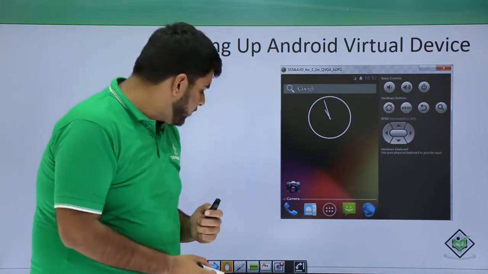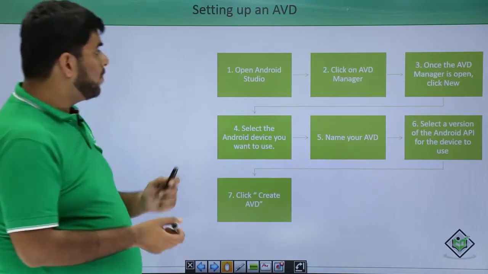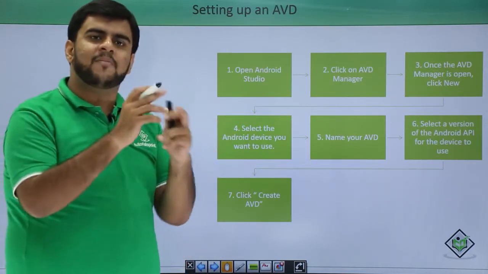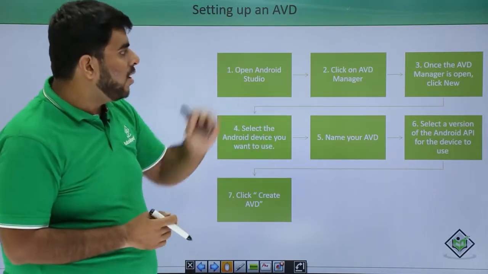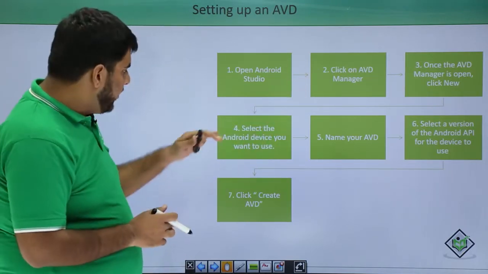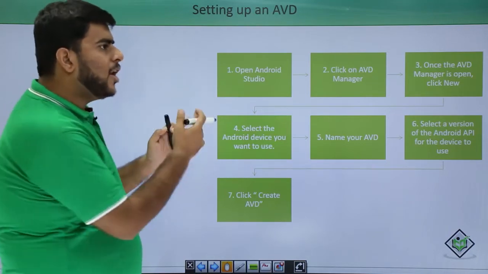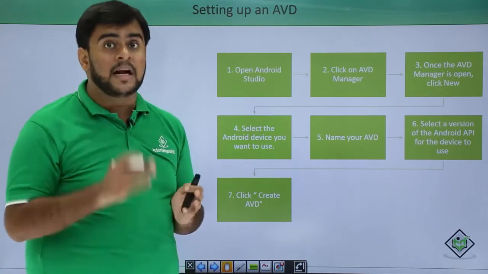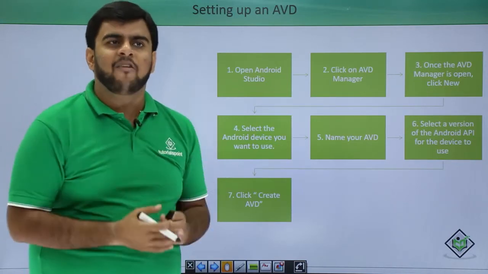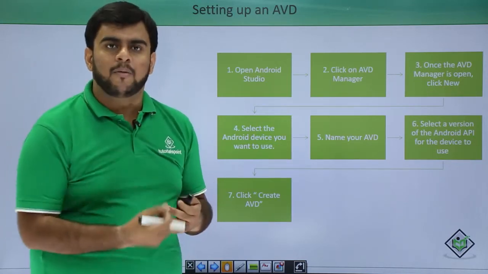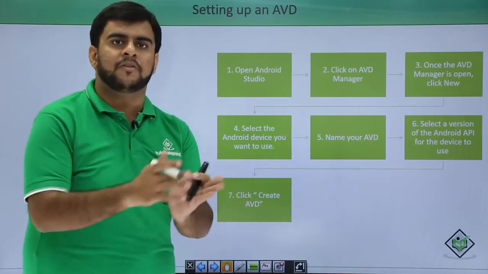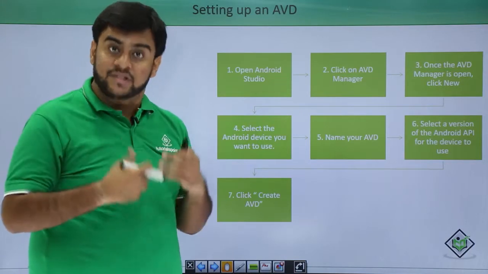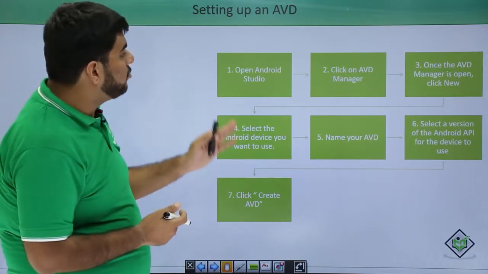So to set up the AVD, we go to the Android Studio, we click on AVD Manager. Once the AVD Manager comes up, we then click on New or Create New AVD. Then we choose the device you want. Here you would be finding many options. You can use an existing hardware profile that is already present. By hardware profile, I mean which type of device I want, what should be the screen size, what should be the RAM, what should be the SD card size. All these things are predefined for some devices. Otherwise, you can also choose your own.